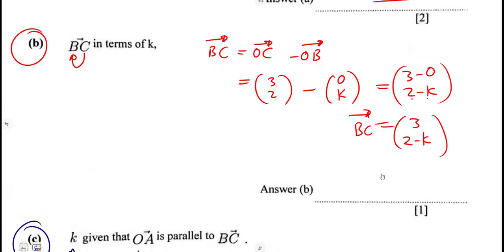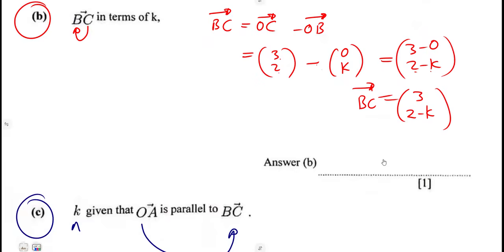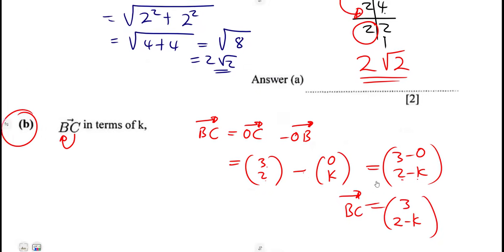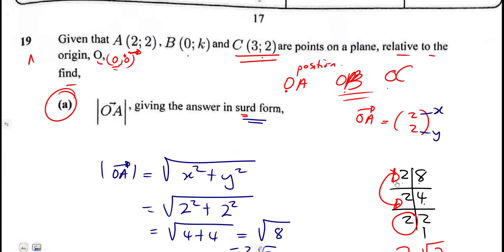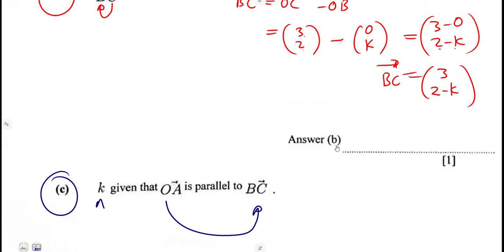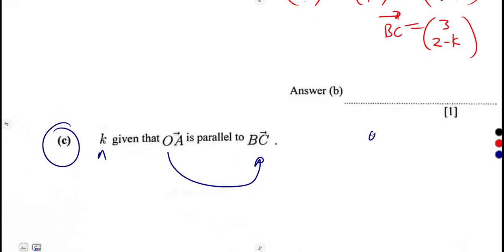Then find the value of K, given that OA is parallel to BC. Vector OA and vector BC are parallel. This is BC, all right? And our vector OA is what? This was our vector OA, which is 2, 2. Then these two are parallel.